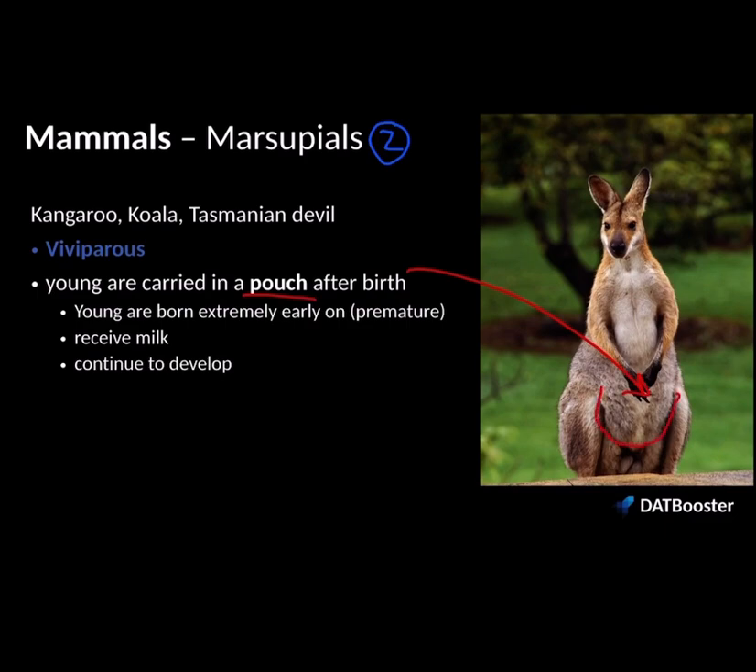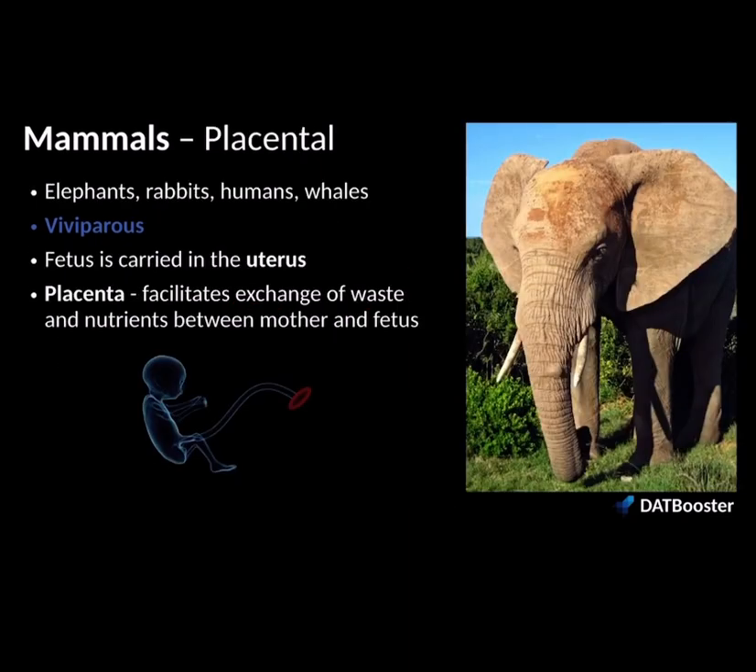They're born prematurely. So they give birth to the young inside the pouch, and then it's inside this pouch that the young can receive milk from their mother and can continue to develop and grow until they're ready for the outside world. Okay, the last type of mammal that we need to know are going to be placental mammals.